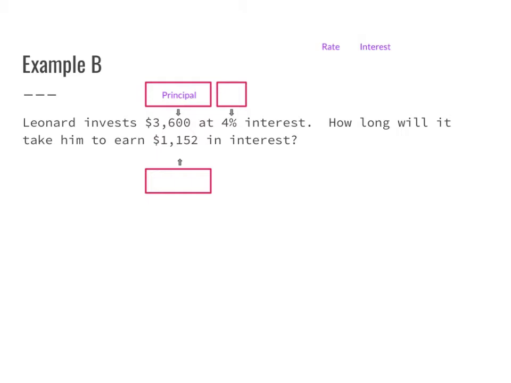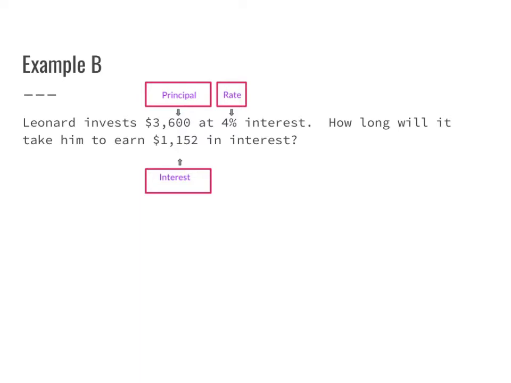at 4% interest. So again, even though I see the word interest, I see that percentage sign. So that indicates to me that I have the rate. How long does it take him to earn? So I don't know how long. So that means I'm probably missing time. And it says to earn $1,152 in interest. So since I see that it says in interest, that's a big indicator to me that that is the interest. So now I have the pieces of the formula that I have. So I need to figure out the one that I don't. And since it's asking me how long, clearly the one I'm looking for is time.